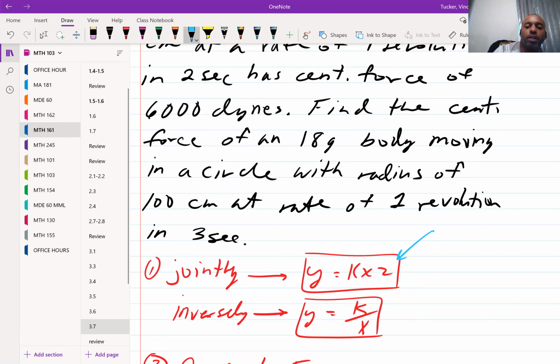So jointly, kxz. Inversely would be k over x. And we're going to combine those in a second. Like I said, just give you guys a chance to finish writing it down.